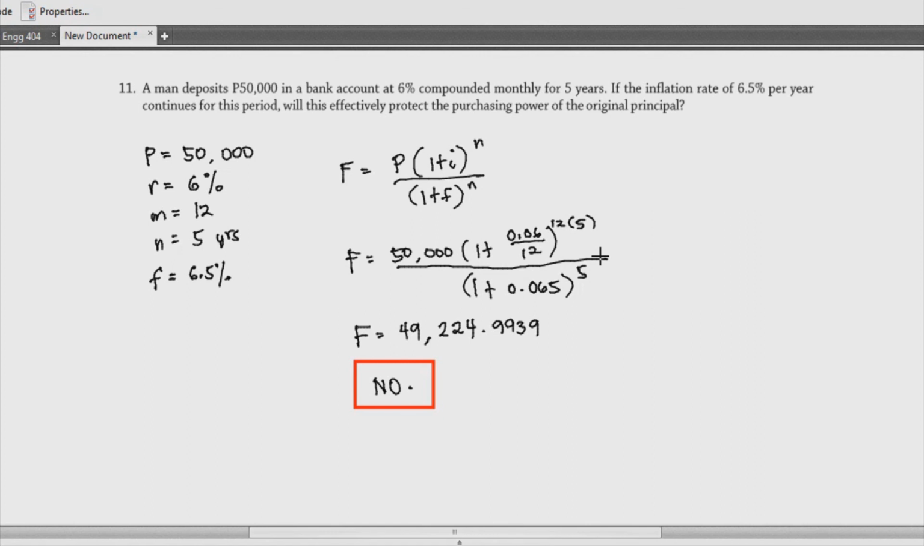Pero syempre for case to case basis, when you're offered and then meron siyang certain amount ng inflation na kino-consider, then you have to make sure na you try to compute first before you give a go signal to that certain offer. Okay, so let's move forward na sa next item.